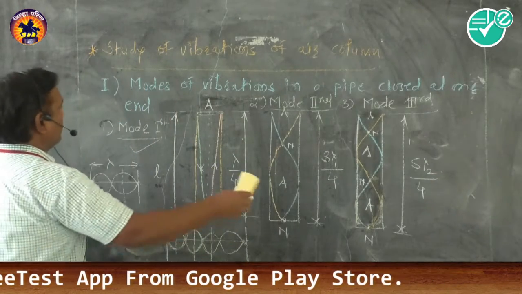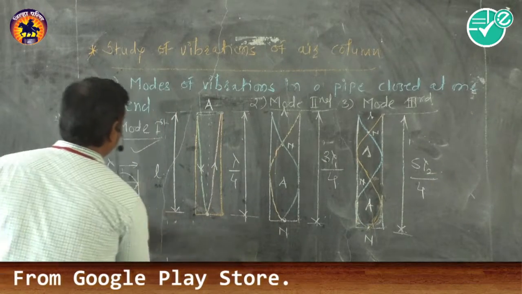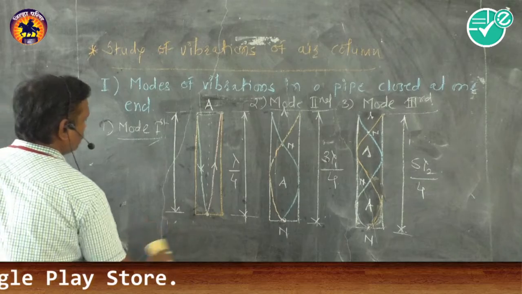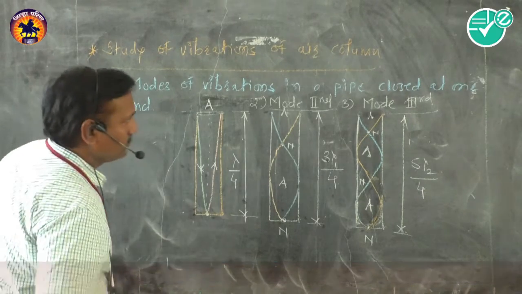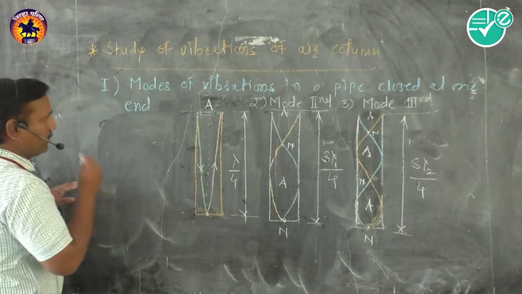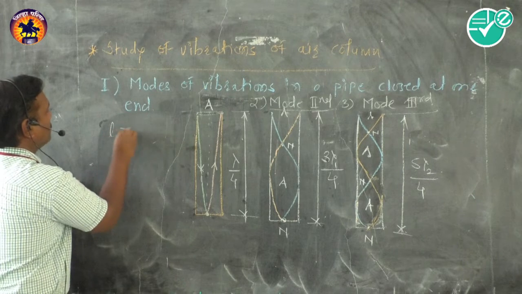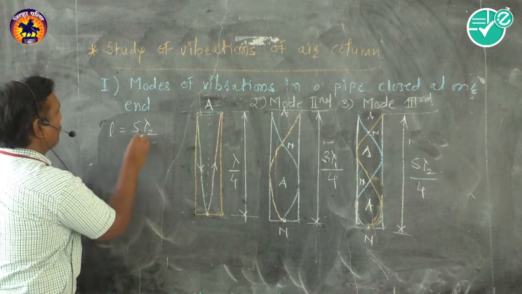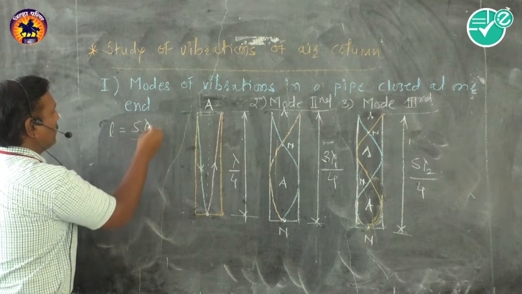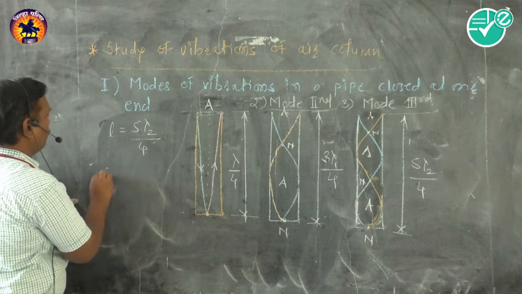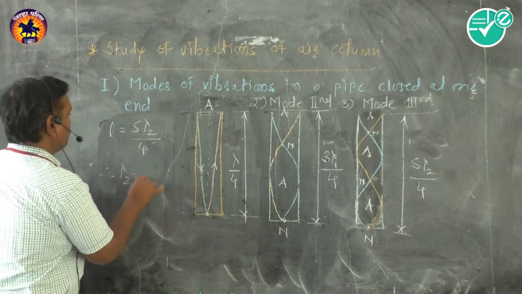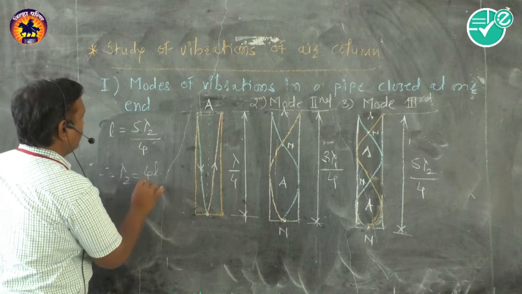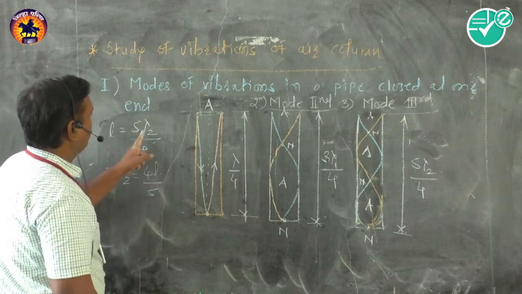Therefore, in that case, what happens? What is that formula? Sorry, L is equal to 5 lambda by 2 divided by 4. Therefore, the value of lambda 2 is equal to 4L divided by 5. That is the value of lambda.